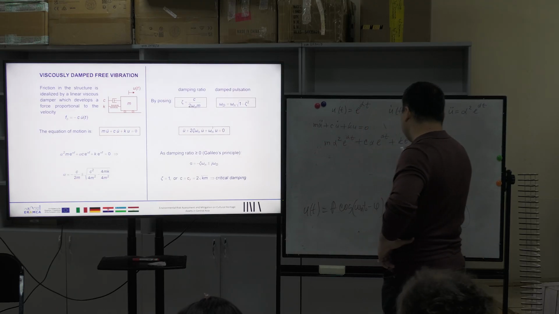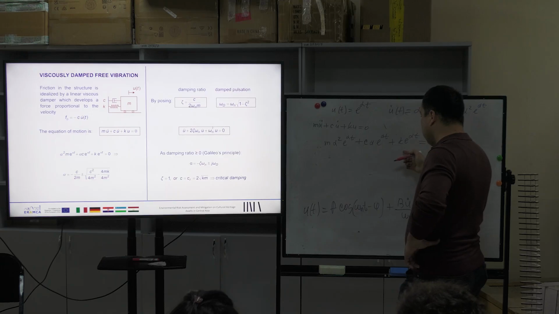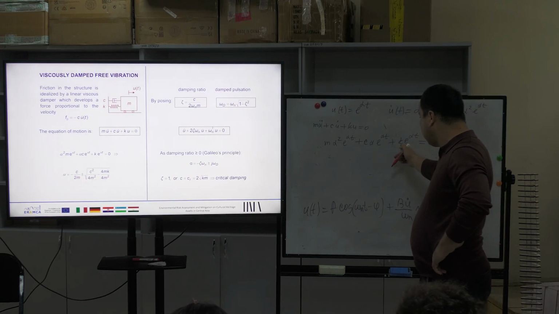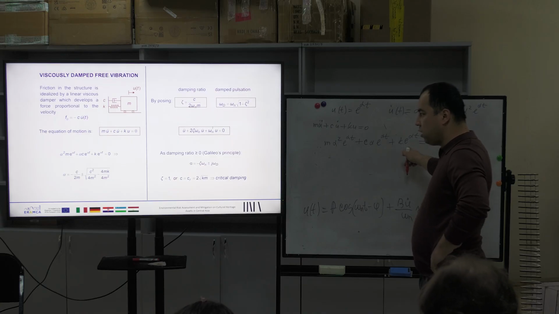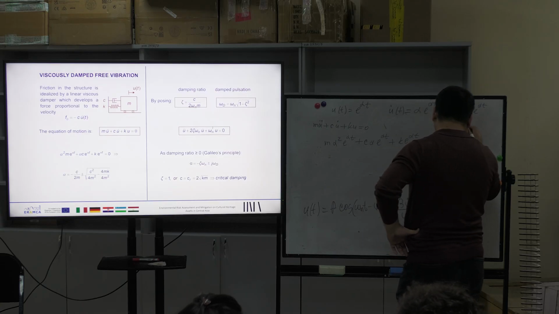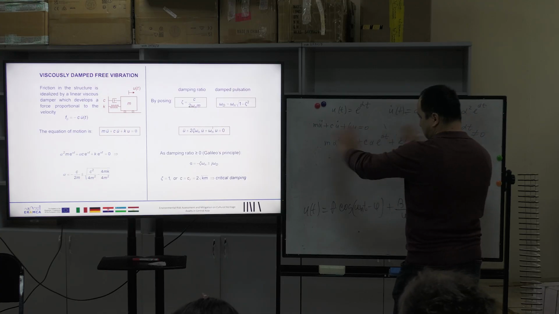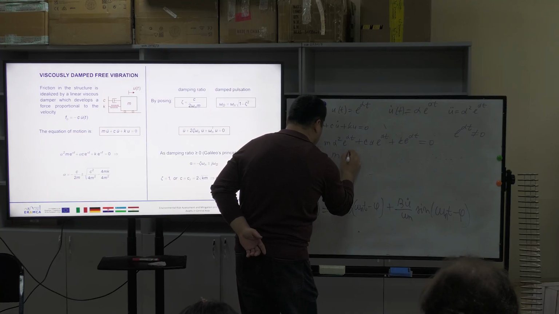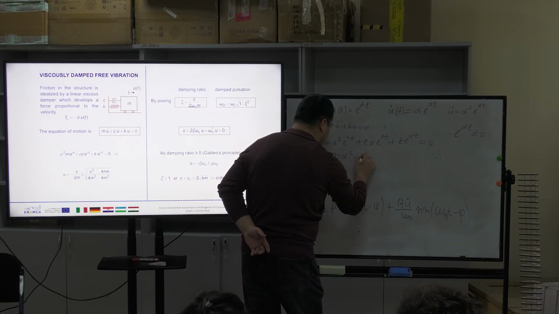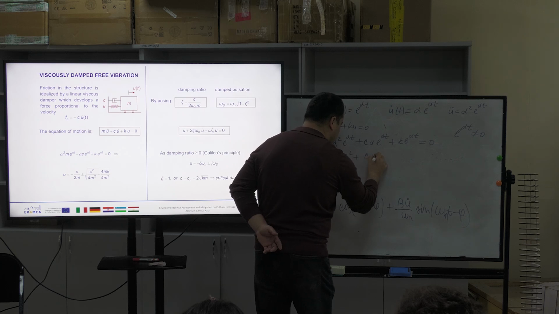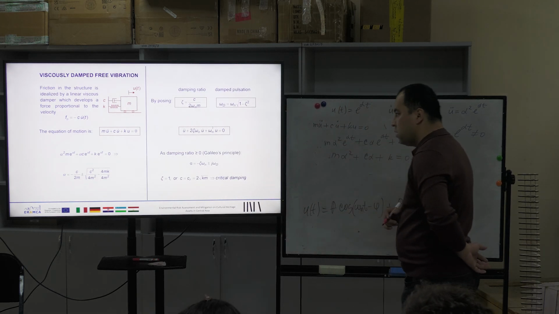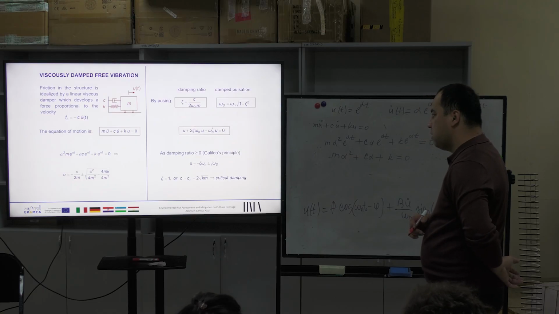Okay, of course, e to the power of anything, if you put any number here, it is never equal to 0. So e to the alpha t is not equal to 0. I can neglect this one, I can remove this one. And my formulation becomes m alpha square plus c alpha plus k is equal to 0. Okay? It will become something like this.